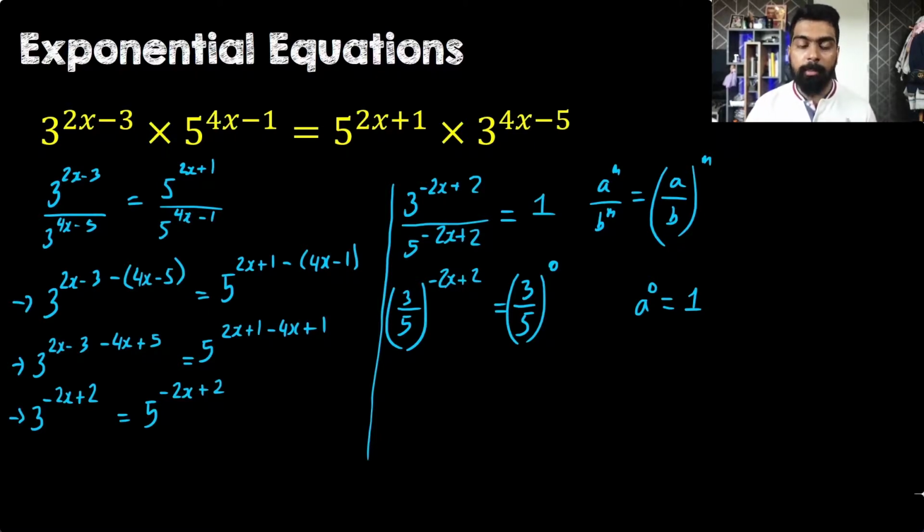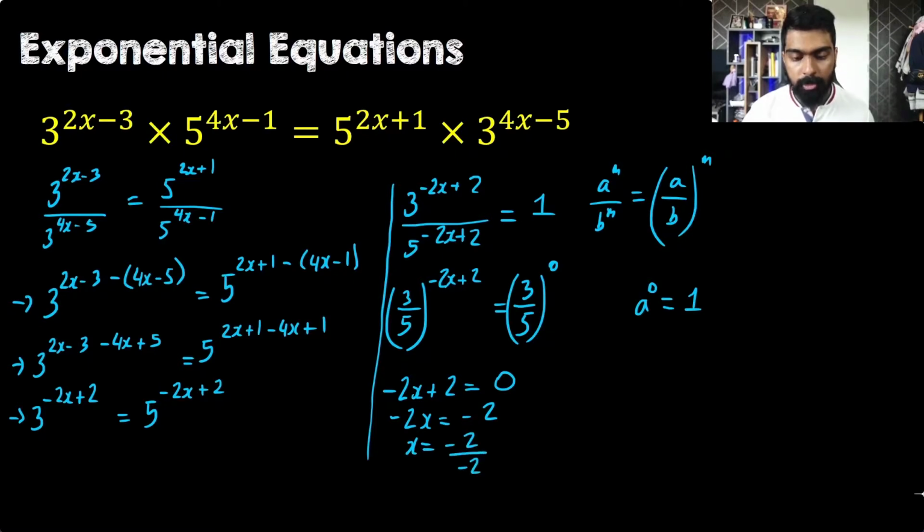Now we have the bases equal. So when the bases are equal, the exponents will also be equal. So now we can solve for x. So what do we have, guys? Negative 2x plus 2 is equal to 0, right guys? Negative 2x is equal to minus 2. Negative x is equal to minus 2 over minus 2. Therefore x is equal to 1. Alright guys, therefore the value of x in this equation is equal to 1.